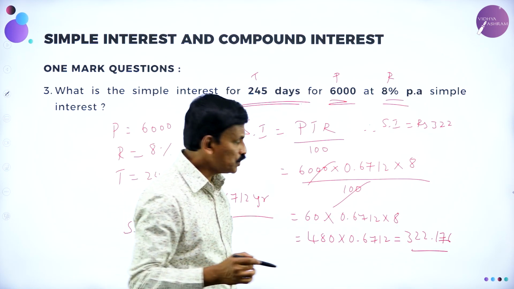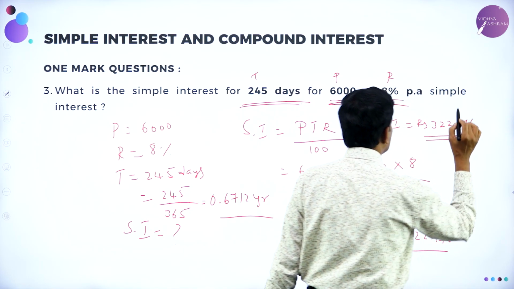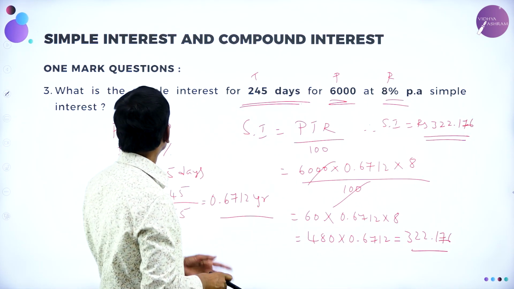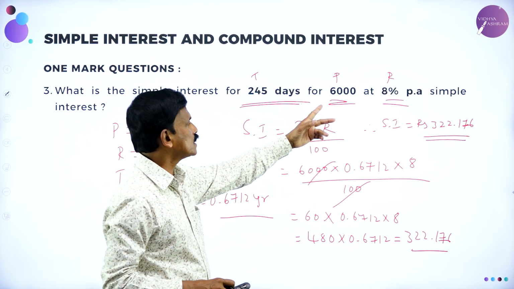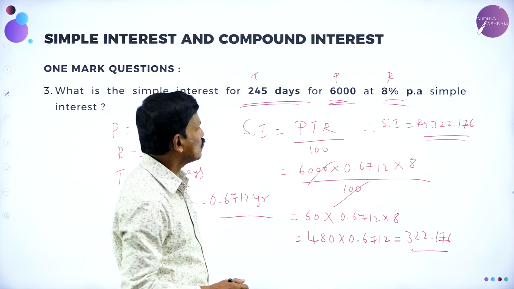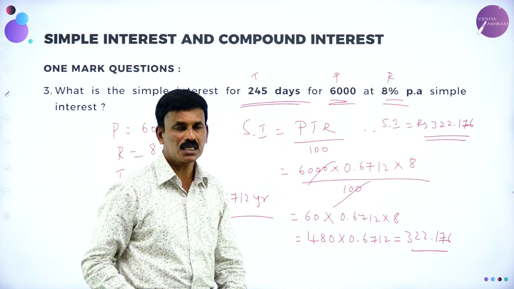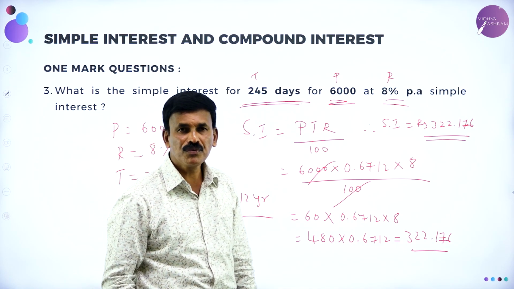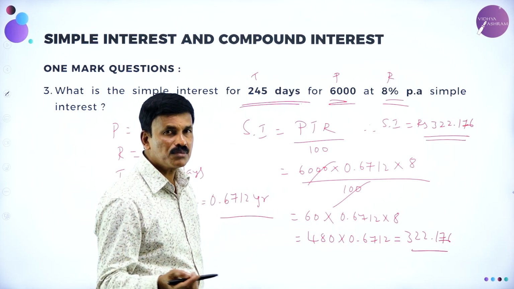That's it. So, therefore, the simple interest is rupees 322.176. This is the required answer. So, for 245 days for the principal of 6,000 rupees at the rate of 8% per annum, we are going to get the simple interest of rupees 322.176. Hope you followed. Right. These are all very simple problems for 1 mark. Now, let us come to the next problem.